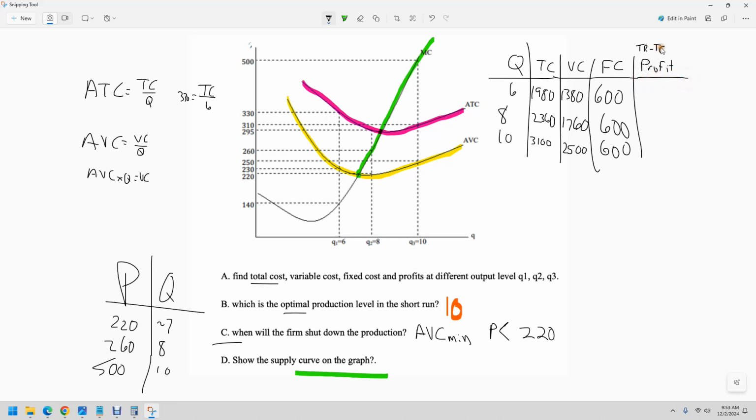Okay, total revenue minus total cost. Okay, so we've got our total cost. We just need total revenue. So in order to produce 6 units, we would need a price of, well, this is going to be a big loss, 140. Okay, so the big loss is going to be more than 600. So down here, the profit is the difference between these two.